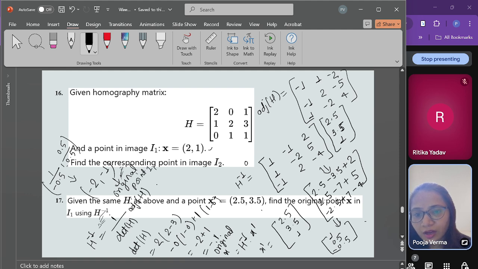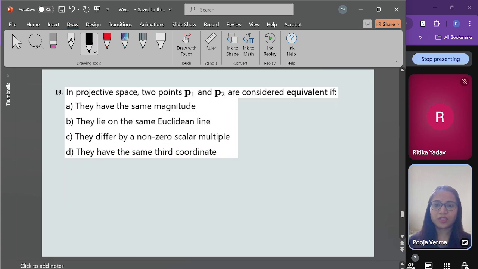Point I1 using h inverse. Okay, so I hope you have understood how to solve this question. A similar type of question we have already solved once. Have you got any doubt? No, ma'am. Okay, so moving to the next question.